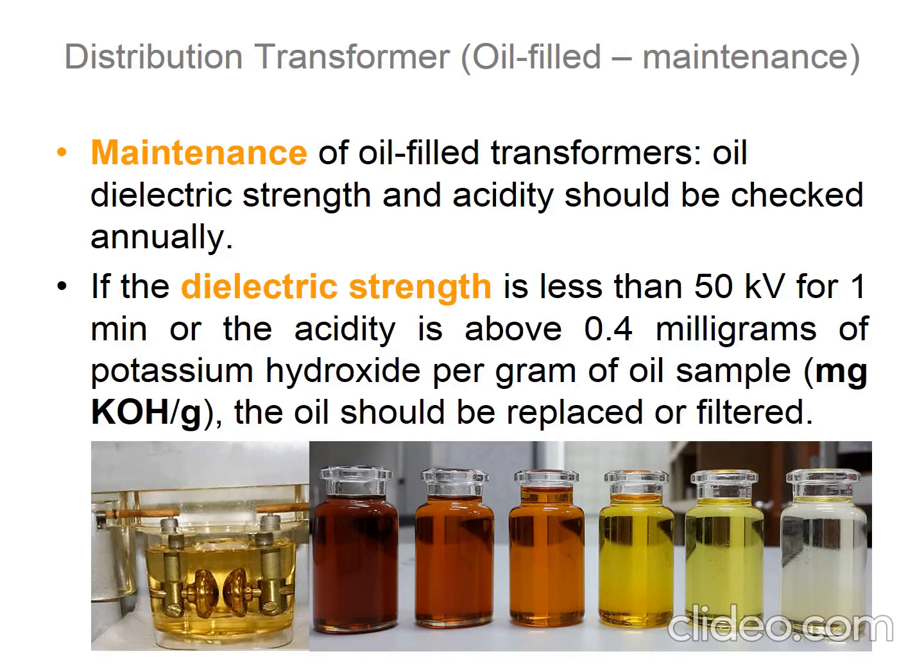For maintenance of oil filled transformers, the oil's dielectric strength and acidity should be checked annually. So two things: the oil dielectric strength and also the acidity. If the dielectric strength is less than 50 kV for 1 minute, or the acidity is above 0.4 milligrams of potassium hydroxide per gram of oil sample, the oil should be replaced or filtered.